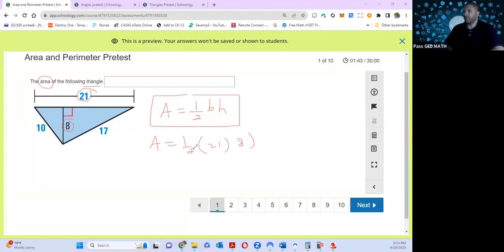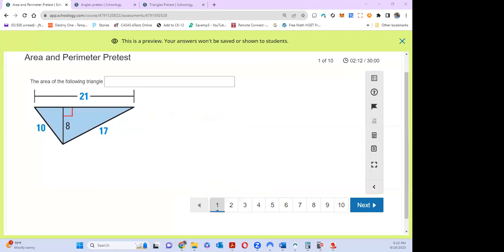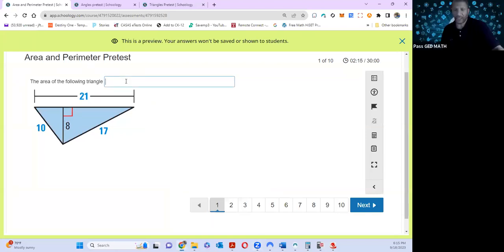I'm going to just do simple math. I don't know what half of 21 is, but I know what half of 8 is. Remember when we talked about the associative and commutative properties? It doesn't matter what order you multiply in. So 1/2 times 8 is 4, times 21. 4 times 20 is 80, 4 times 1 is 4. That's 84 square units, because they're asking for area. So right now, all we have to do is put that 84 as the answer. Got me? So we don't just jump in looking at numbers.